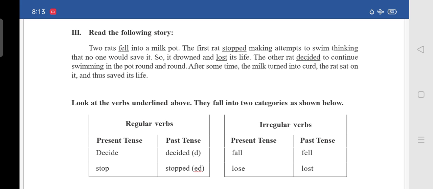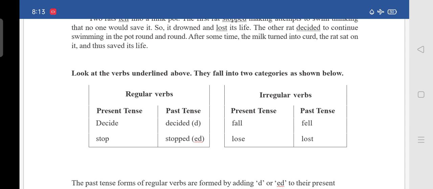And after some time, what happened? The milk turned into curd. Curd means it will be thick, isn't it? It will not be like milk, not in a liquid form. Curd will be thick. So the rat sat on it and thus saved its life. So this is the story.